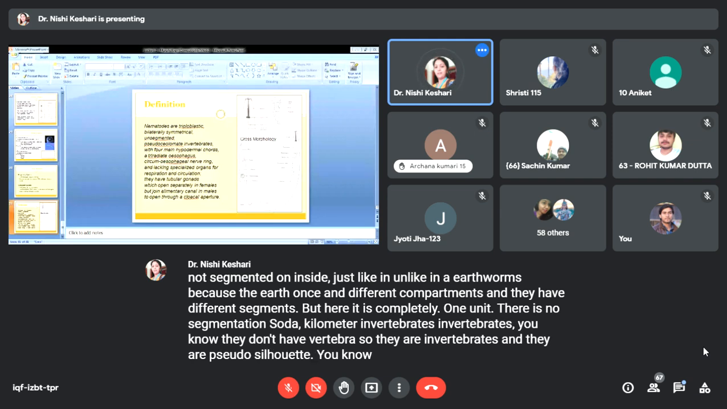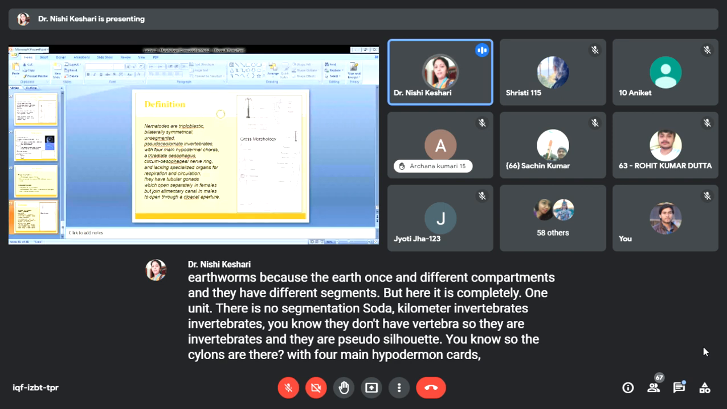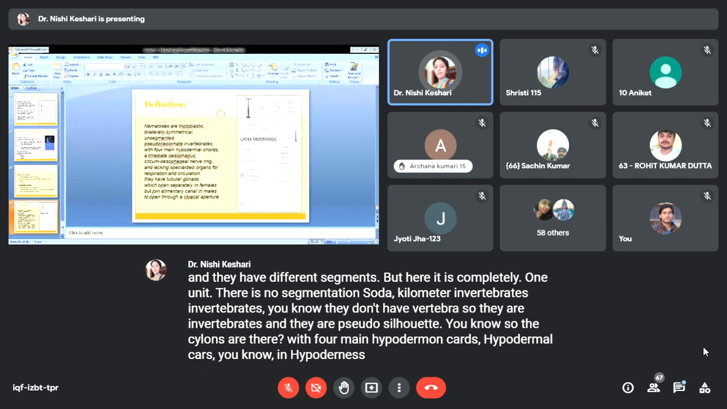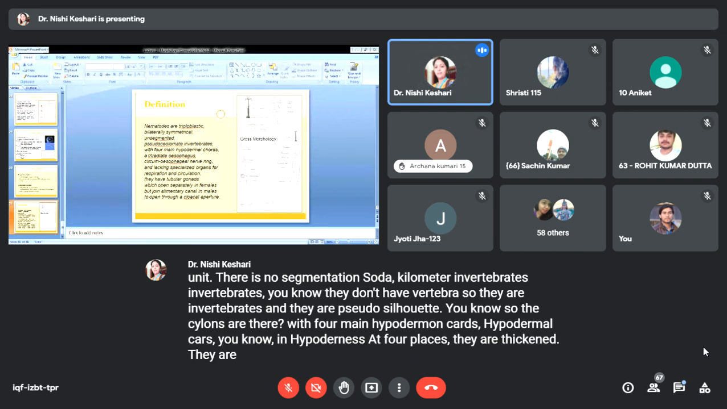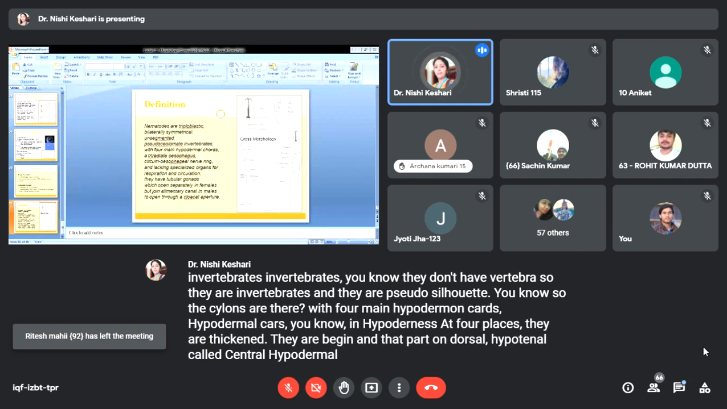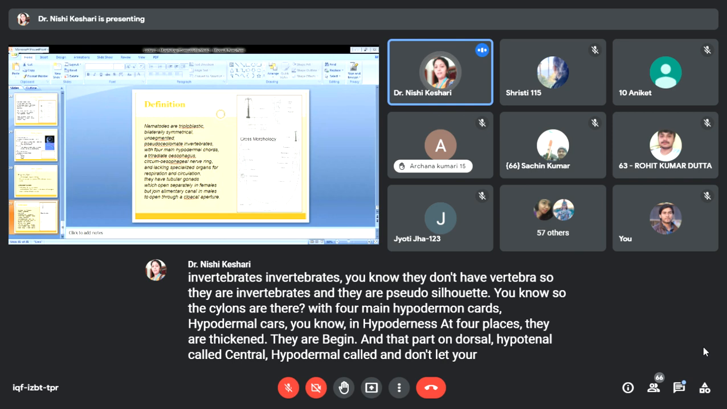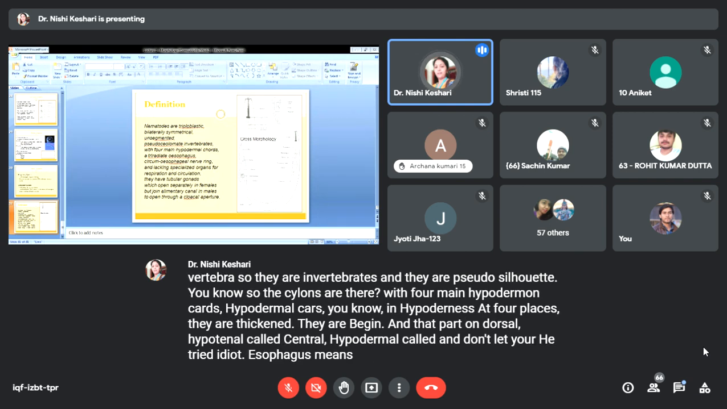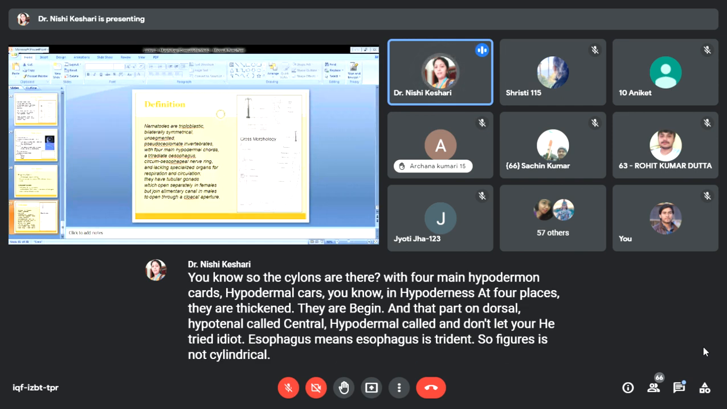Pseudocoelomates are there with 4 main hypodermal cords. In the hypodermis, at 4 places it is thickened, and those parts are called the dorsal hypodermal cord, the ventral hypodermal cord, and 2 lateral hypodermal cords. A triradiate esophagus means the esophagus is triradiate. The esophagus is not cylindrical. It has 3 directions, triradiate.